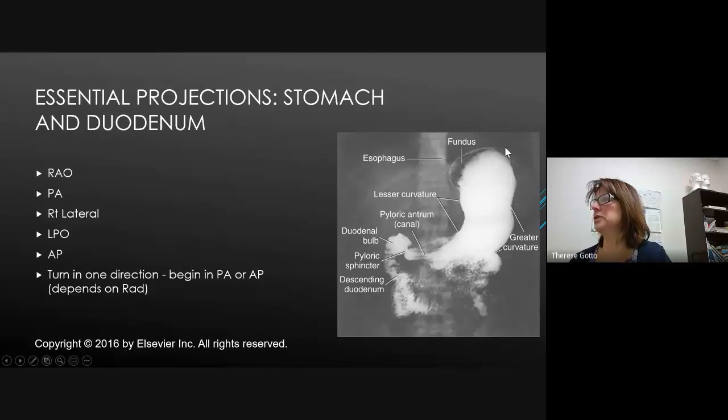And this is a good picture of, here's your fundus full of air, greater curvature and lesser curvature. Here's a little bit of barium residual in the esophagus, so you can see where that joins. Here's the straight part of the pyloric area, so there's your canal. Here's your bulb outside of the sphincter. So once you know where the sphincter is, you can see the bulb. Here's your descending duodenum. And this is the rest of your small bowel here, your jejunum.